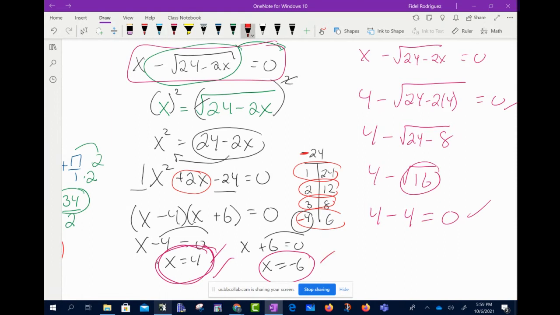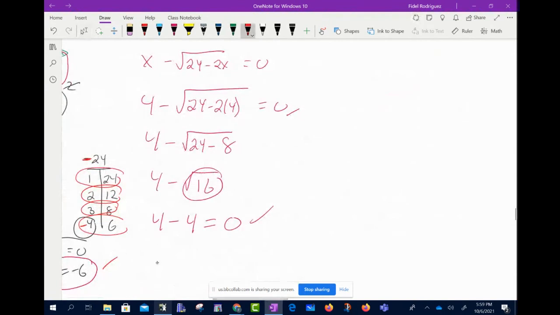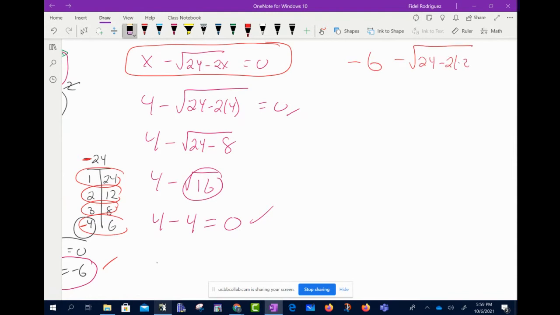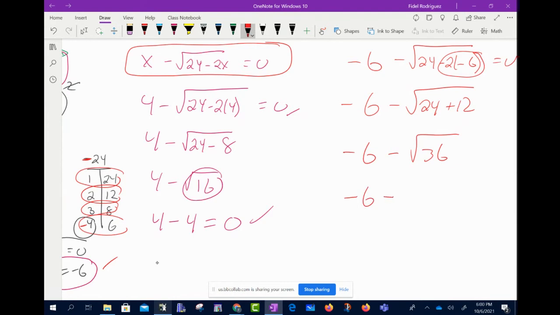I'm going to try now negative 6. So I'm going to come back over here, and all I'm going to do is replace these numbers with a negative 6. Here we go. So this is negative 6 minus the square root of 24 minus 2 times minus 6, which is a plus 12. 24 and 12 is 36. And the square root of 36 is 6. But notice, minus 6 and minus 6 is a negative 12.